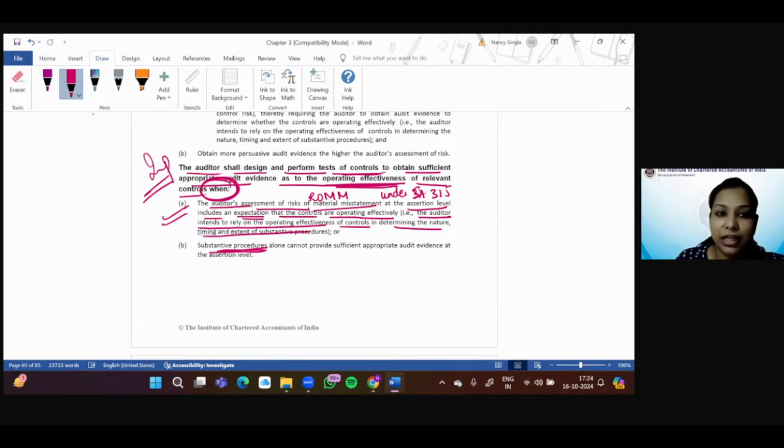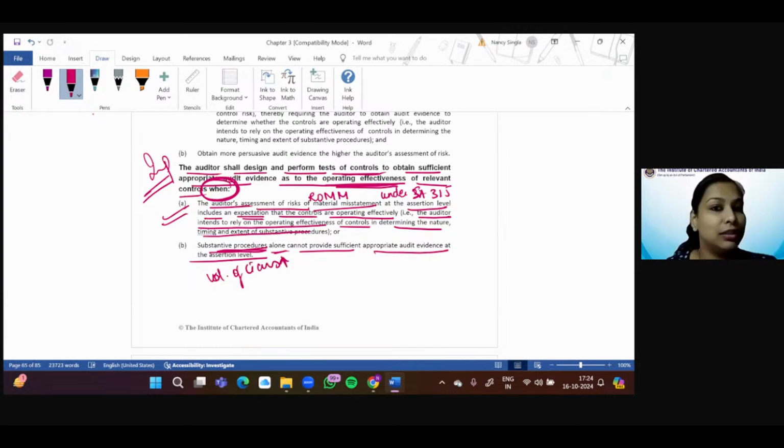Checking of the financial statement in a very simple language alone cannot provide sufficient appropriate audit evidence at the assertion level. I gave you an example where there are lakhs and lakhs of transactions. The volume of transactions is really very high. He has to rely on the internal control, let's say with respect to the sales and the purchase transactions. So I hope you are able to understand this topic also.